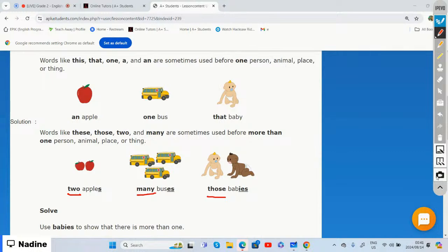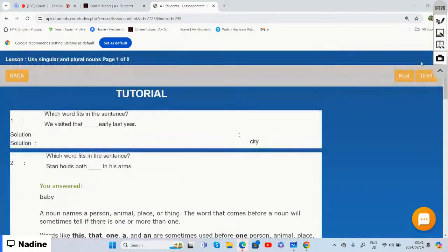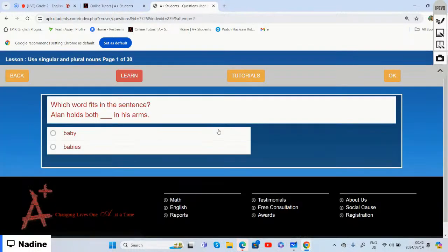All right. So now we're going to do an activity and then we're going to our test before we end our lesson. So we're going to use a word that fits within the sentence. Actually, seeing that it's almost time, let us go to our test. All right, so we're going to our test now. And it says, which word fits within the sentence?